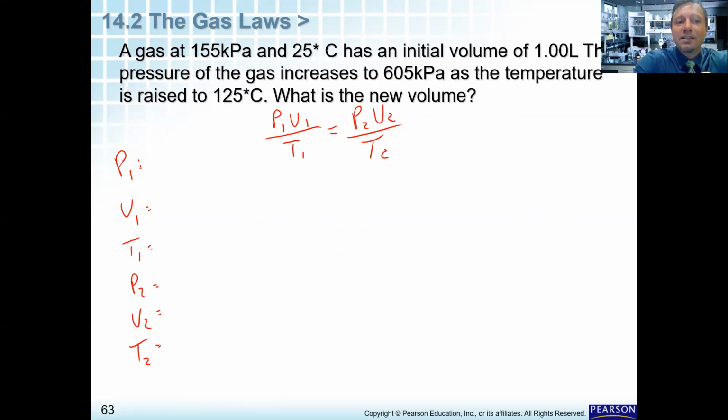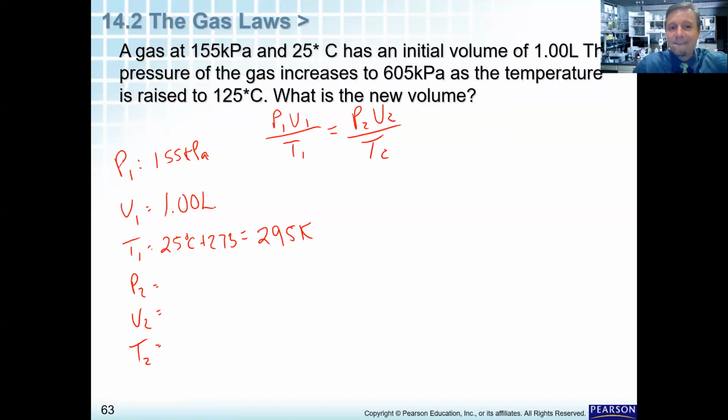So pressure 1, it says 155 kilopascals. And please remember, you have to look at your significant figures. All right, next I have 25 degrees Celsius. That's my temperature 1: 25 degrees Celsius plus 273 equals 295 Kelvin. So I change it right away, that way I do not forget. My volume, it says, is 1.00 liters. It says my secondary pressure is very high.